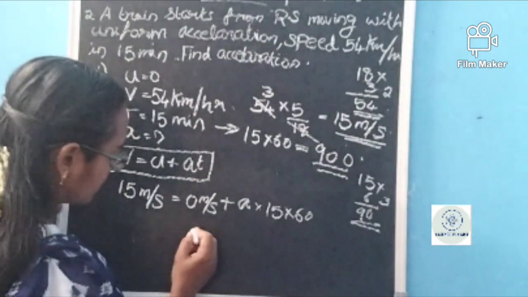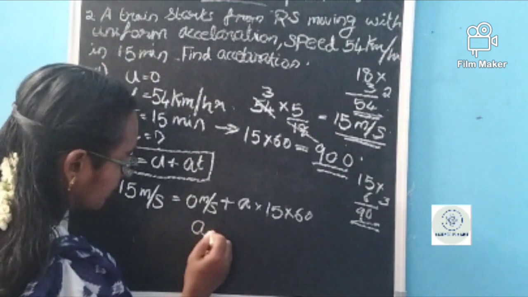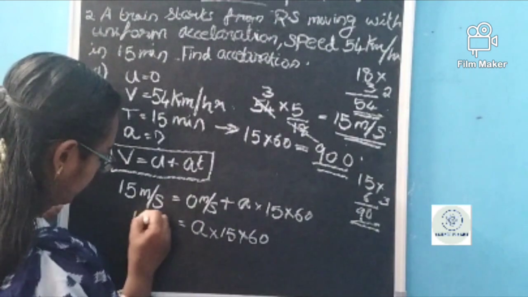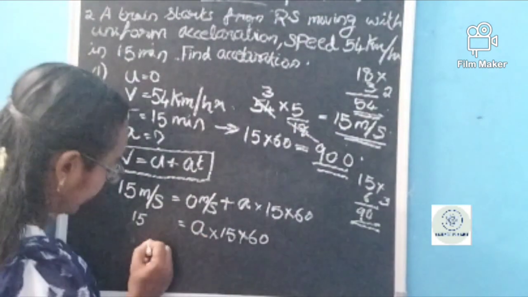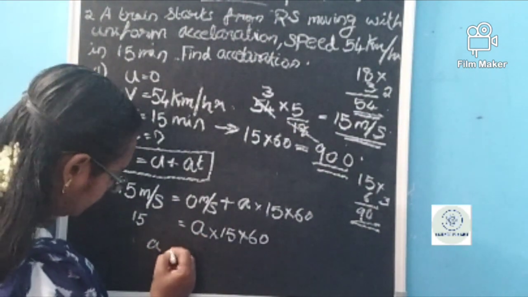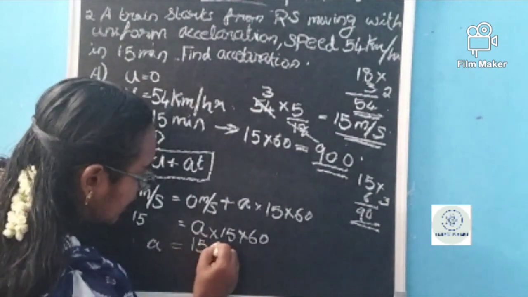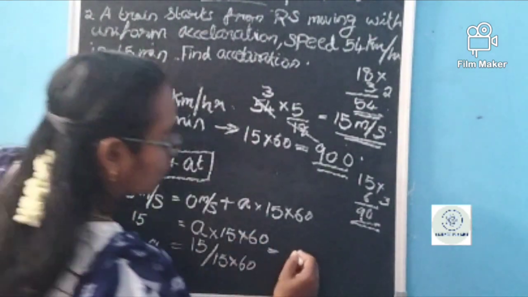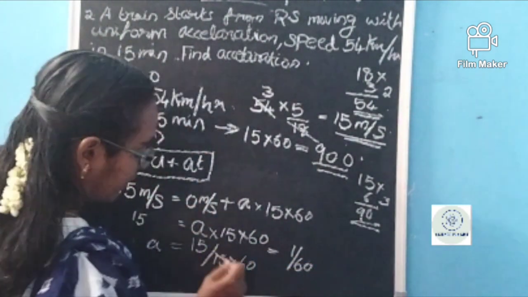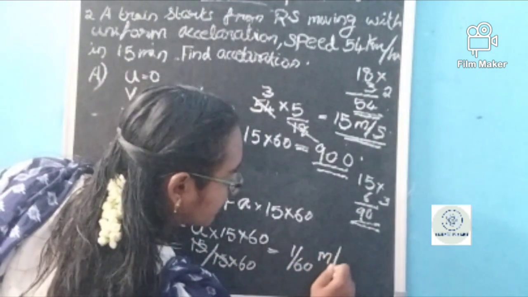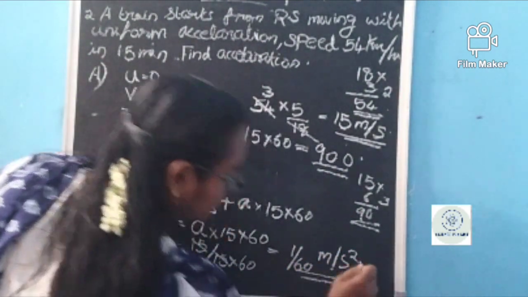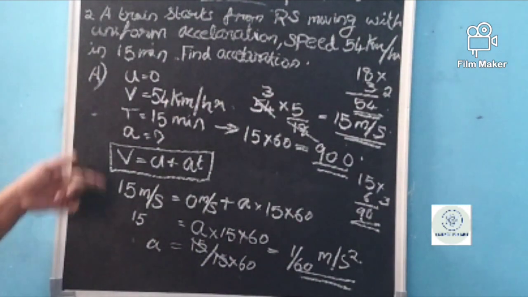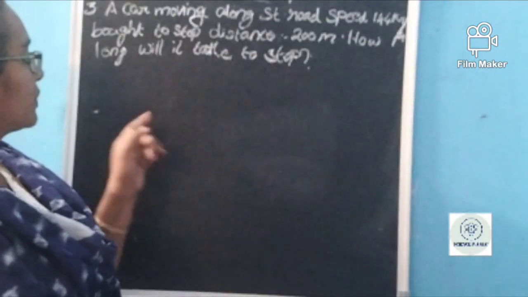So A into 15 into 60 is equal to what? 15. So A is equal to what, ma? 15 divided by 15 into 60. Yes or no? It's equal to what? 1 by 60. 1 by 60 meter per second square. This will be the acceleration. Easy to find, right? Now the third question.